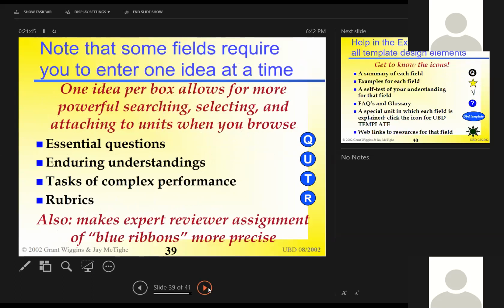The whole idea behind this is that you put one idea in at a time, because you want to make sure you're not creating such a complexity of planning that you lose the aim of where you're going.